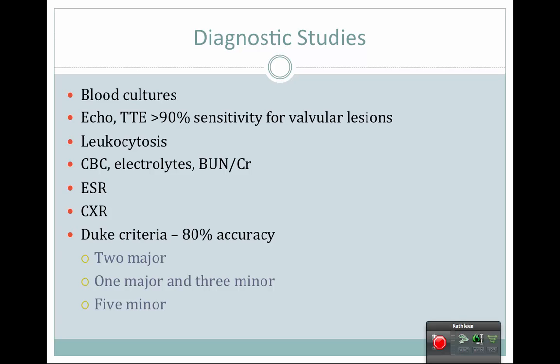Diagnostic studies: blood cultures, echo, transesophageal echo, greater than 90% sensitivity for valvular lesions, leukocytosis, which is an elevated WBC. Major criteria is positive blood cultures for infective endocarditis. And the major one, which you have to know, are typical microorganisms consistent with IE, which is infective endocarditis, from 2 separate blood cultures as noted below.